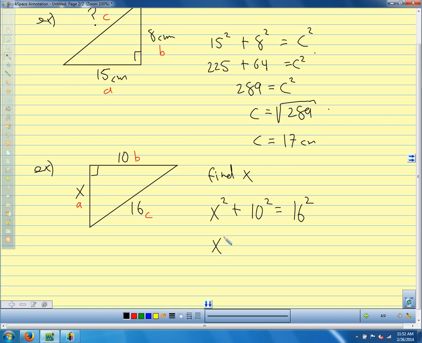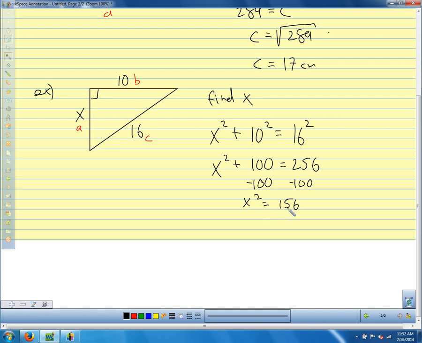So x squared plus 10 squared is 100. 16 squared is 256. Subtract 100. And I get x squared equals 156. Take the square root of both sides to undo that square. So x equals the square root of 156.